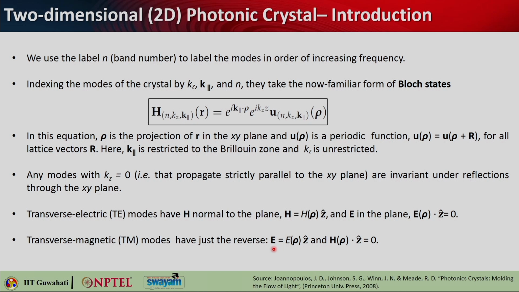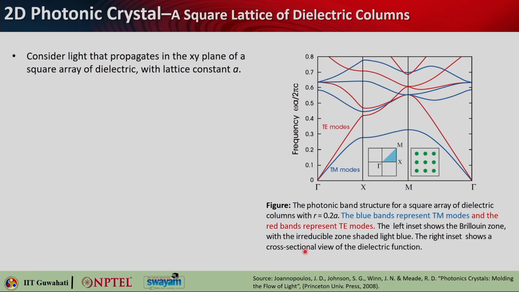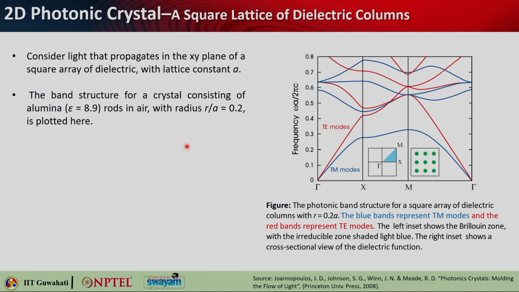So you can write that for transverse magnetic, there is no magnetic field in the propagation direction. So the magnetic field is basically transverse. So you can write H(ρ)·z-cap is 0 and E equals E(ρ) z-cap. So with that, let us consider light that propagates in the xy plane of a square array of dielectric with lattice constant a. Now let us take a particular specific example. Say we are talking about cylinders made of alumina, so alumina rods are considered.